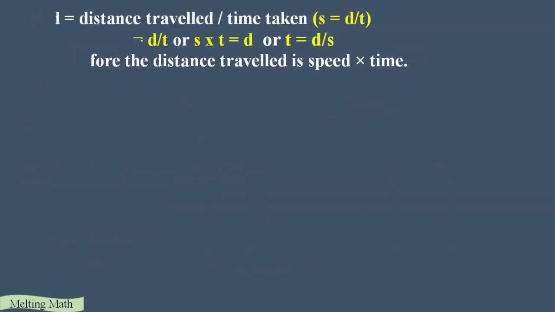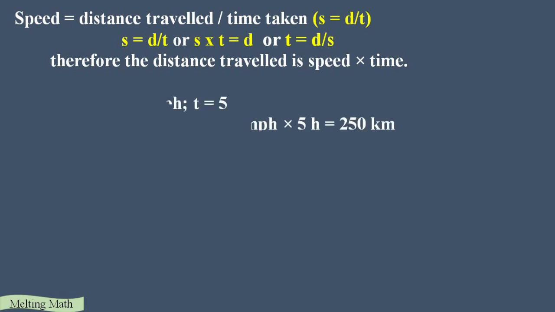Next, speed is equal to distance traveled divided by time taken. We denote it as s equal to d divided by t. From this, we can derive another formula: s into t equal to d, that's speed into time equal to distance. From this also we can derive another formula: t equal to d divided by s, that's time equal to distance divided by speed. Let's see one example. If they gave speed equal to 50 km per hour and time equal to 5 hours, which formula is suitable for us? That's speed into time equal to distance, that's suitable for this.